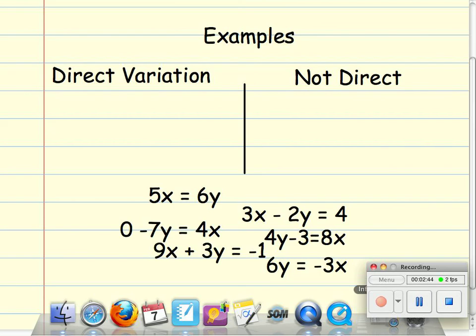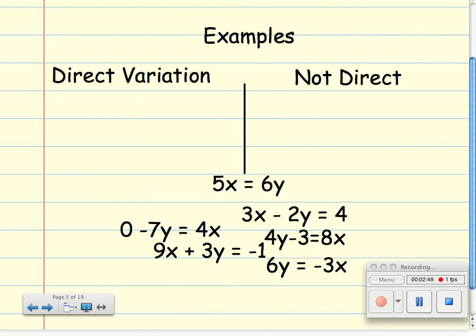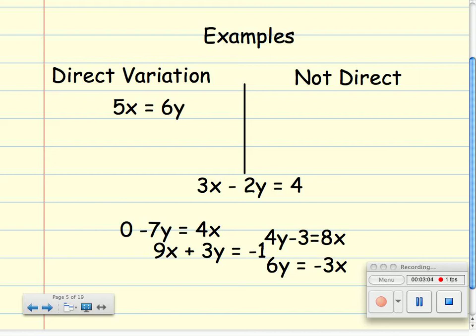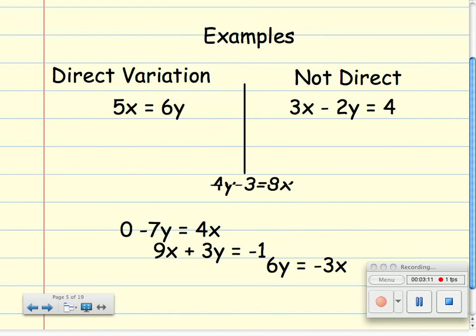We're going to identify what represents a direct variation or what doesn't. Looking at this, 5x equals 6y, do you think that's direct variation or not? Direct. Why? Because it only has x and y. Is this direct variation or not? Not direct variation, because it has a 4. Because it has a 4, it doesn't just have the x and y, right? 4y minus 3 equals 8x? Not direct, because we have this negative 3.